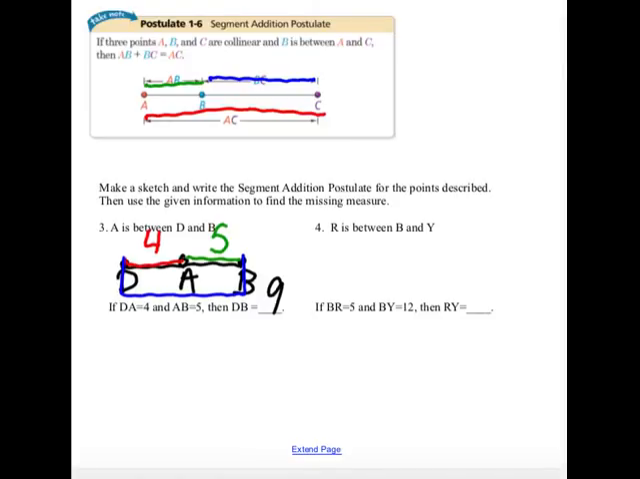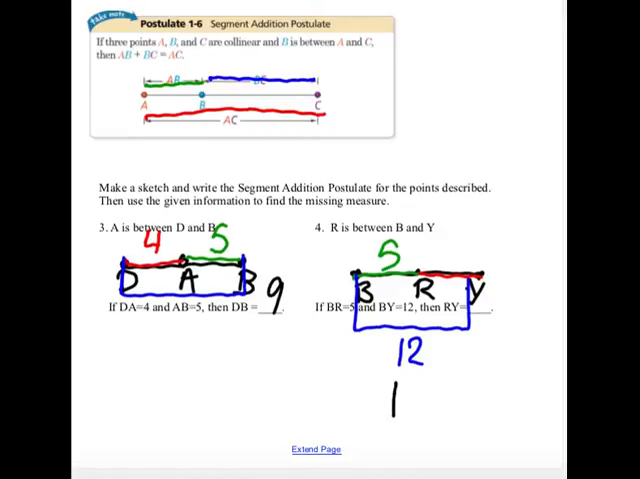Same thing with the next one. R is between B and Y. So I'm going to draw a line with endpoints B and Y, and I'm going to put R in between them. This time tells me BR is 5, BY is 12, BY being the whole thing is 12, and it wants me to figure out RY, this little chunk. So the whole thing's 12, I know a chunk is 5, so RY, the point I'm looking for, is going to be 12 minus 5, which gives me 7. Kind of looks like Y.